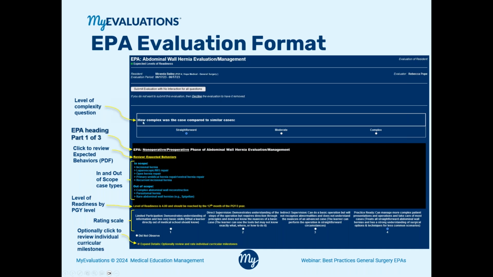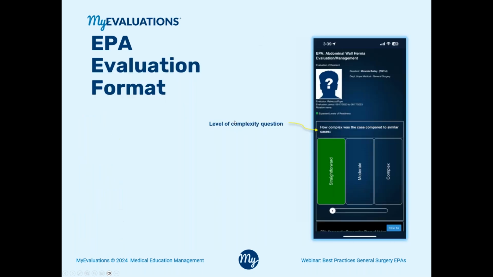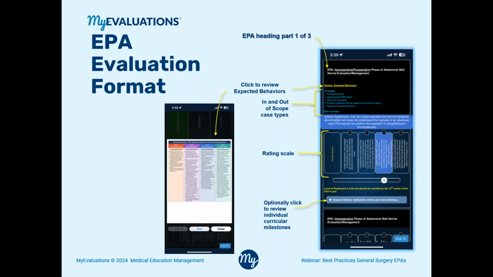Now, you can see at the very top, the first question on the evaluation is about the case complexity. How complex was the case compared to similar cases? And when we look at this on the mobile app, it's the same thing. So whether they're doing this on the mobile app or on the website, they'll have the same access to the same information. Of course, it looks different because the mobile app has different structure and different real estate space for displaying the evaluation.